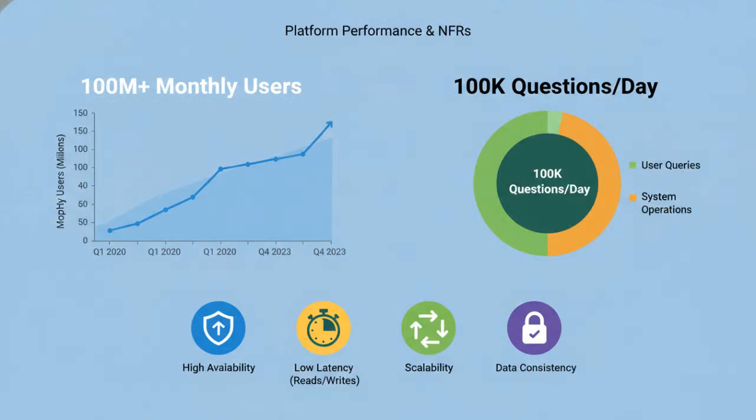Beyond what the system does, we need to consider how well it performs. Non-functional requirements are crucial for a platform of Stack Overflow scale. High availability is paramount. The site must be accessible nearly 24/7, given its global user base. Low latency is also critical, particularly for read operations like searching and viewing questions, to ensure a smooth user experience. The system must be highly scalable, capable of handling rapid user growth and traffic spikes without degradation. Data consistency is vital for maintaining integrity, especially with voting and reputation systems.